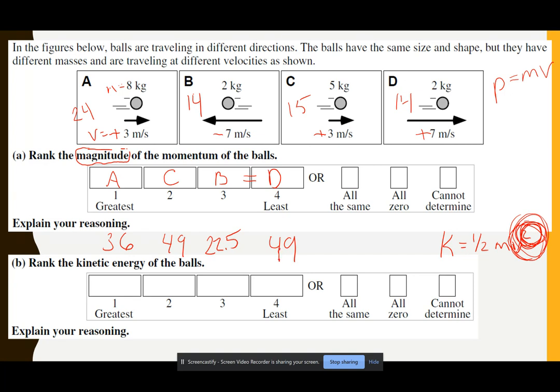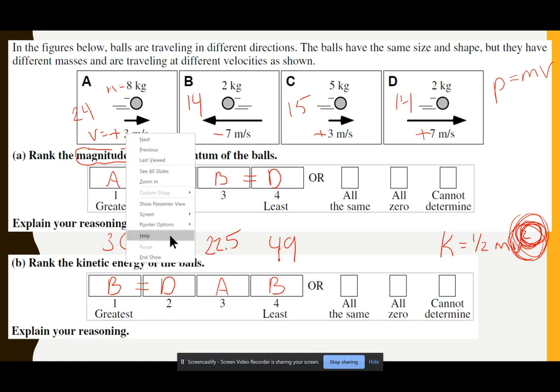Again, so we're going to do greatest to least. So the greatest would be B and D. And again, it doesn't matter which direction it's going. It has the greatest kinetic energy. And then it will be A, and then B. And if you notice, yeah, the one that had the least amount of momentum has the greatest amount of kinetic energy. So yeah, there we go. So let's go on to the next slide.